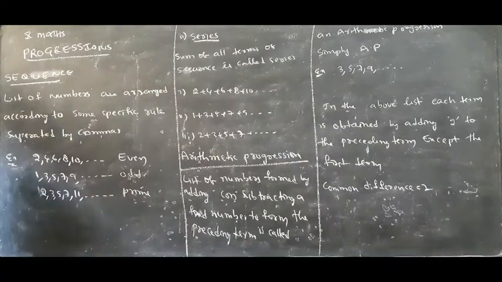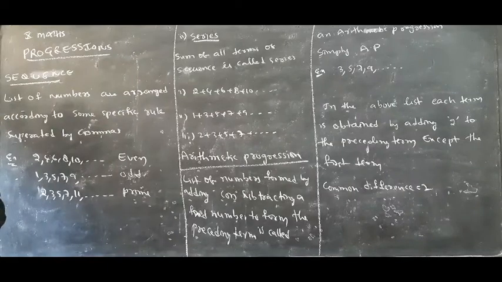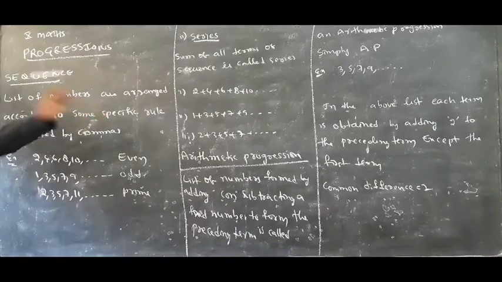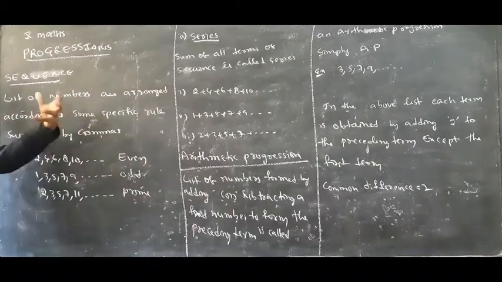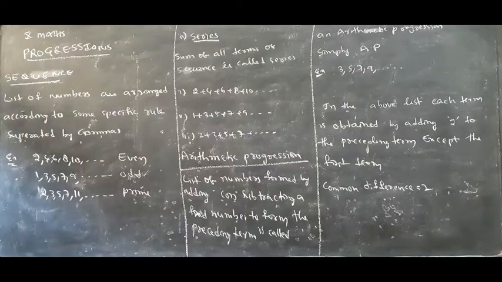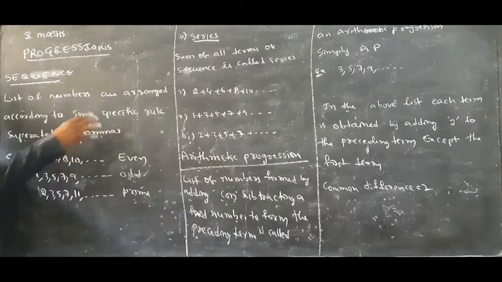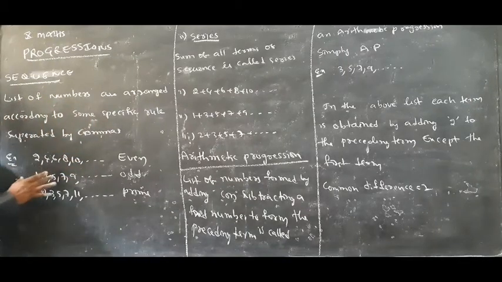First, you have to know the terms sequence and series. What is the meaning of sequence? A sequence is a list of numbers arranged according to some specific rule. For example, here are the examples: the sequence of even numbers 2, 4, 6, 8, 10, and so on, and also the sequence of odd numbers and the sequence of prime numbers.